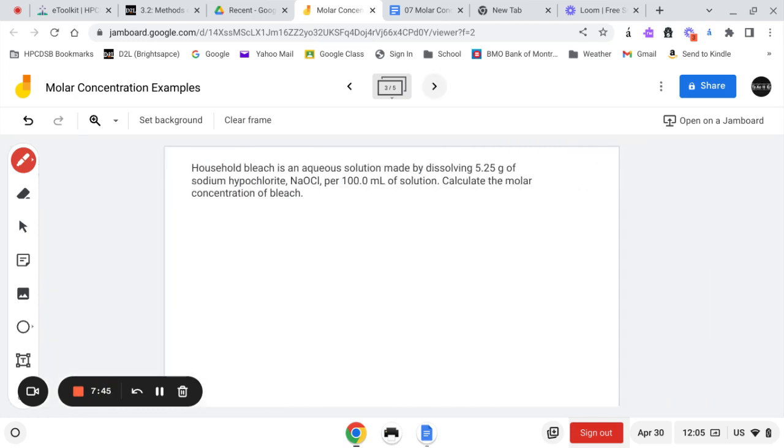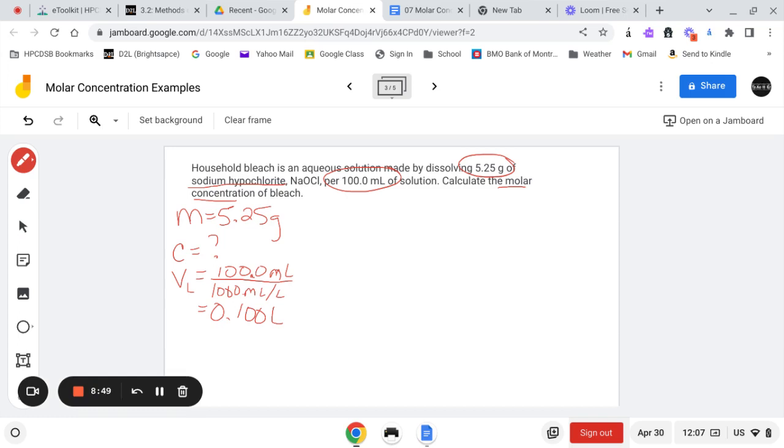Let's try another. Household bleach is an aqueous solution made by dissolving 5.25 grams of sodium hypochlorite. Okay, so right there, let's jot down what we know. We know that the mass is 5.25 grams. And they're talking about the active ingredient in bleach, which is sodium hypochlorite. And then it says per 100 mL of solution. Calculate the molar concentration. Okay, so little c is what we're solving for. They gave us the volume, and remember that for molar concentration, we're going to need that in liters. So we're going to take 100 mL, and I assume you can convert to liters. You're going to divide by 1,000 milliliters per liter, and we're going to get a value of 0.100 liters.